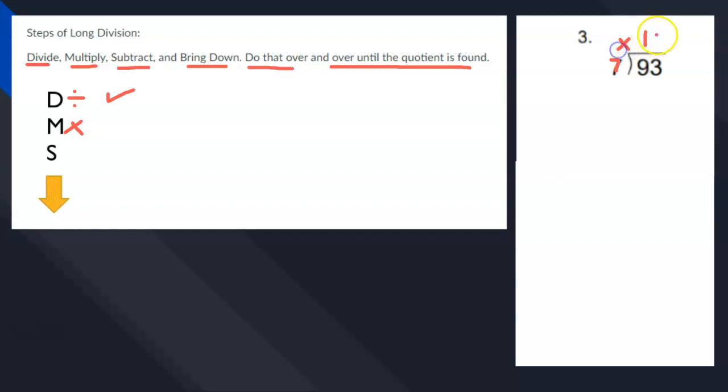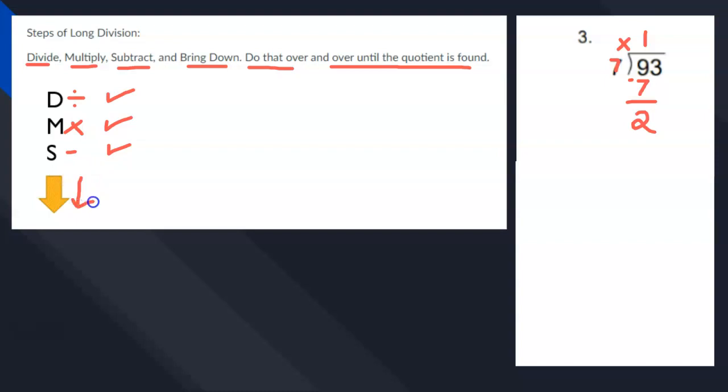1 times, I'm adding this multiplication sign here, you don't have to, it's just a way for you to help you remember that when you are going back through the steps after you divide and you're multiplying, you'll know what to multiply. 1 times 7, 7. Check. The S stands for subtract. 9 minus 7 equals 2. Check.